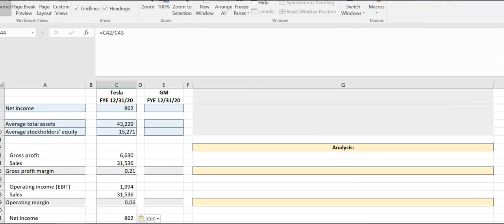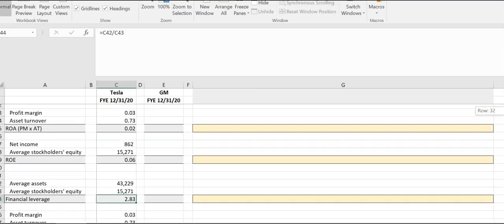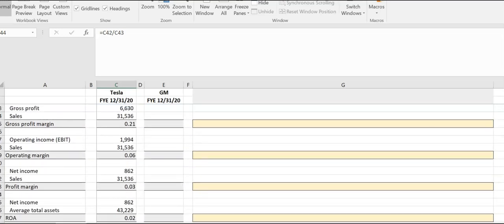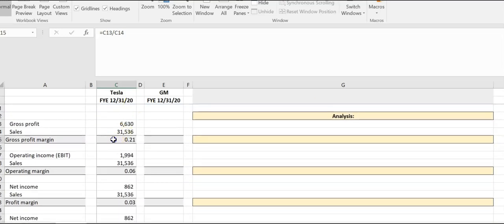I've gone through and updated all of my underlying items and my formulas here. I want to spend a minute doing the analysis of what these numbers mean. Tesla has a gross profit margin of 21%, so for every dollar of sales, 21 cents remains after covering the cost of goods sold. Once we account for operating expenses, the company earns operating income of 6 cents for every dollar of sales.